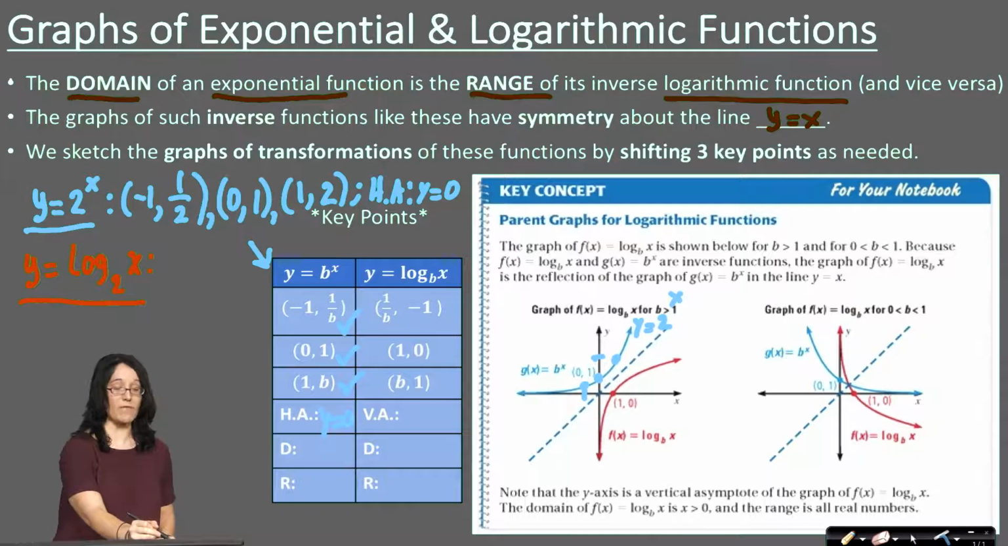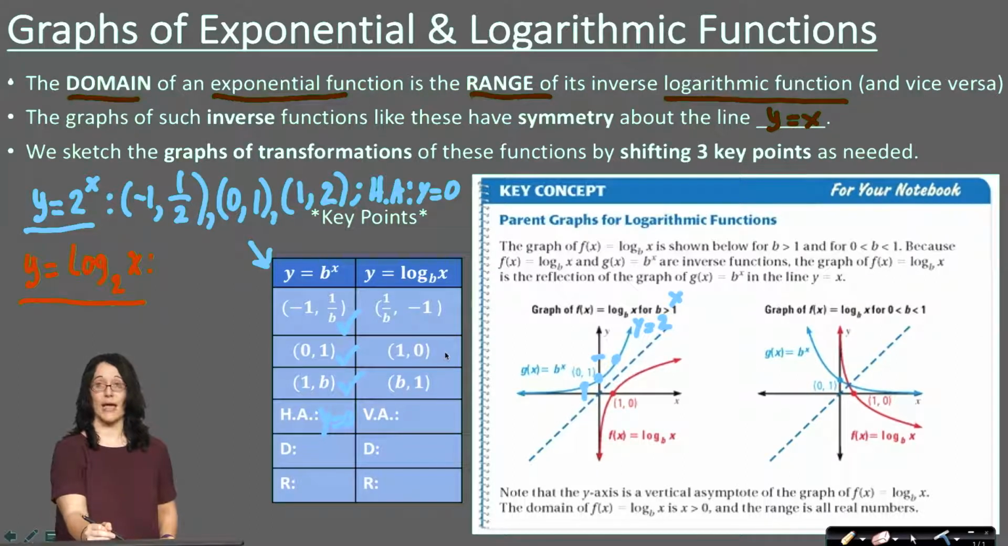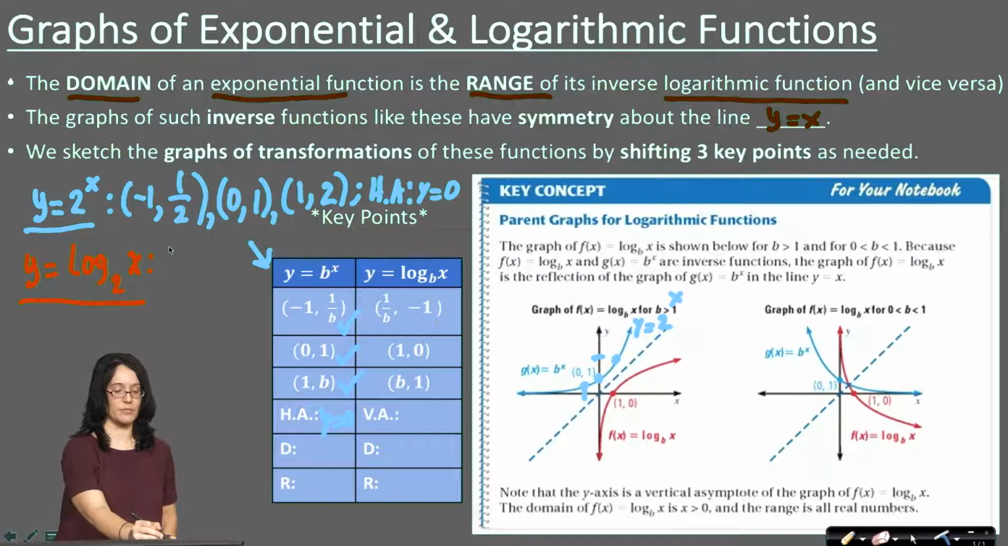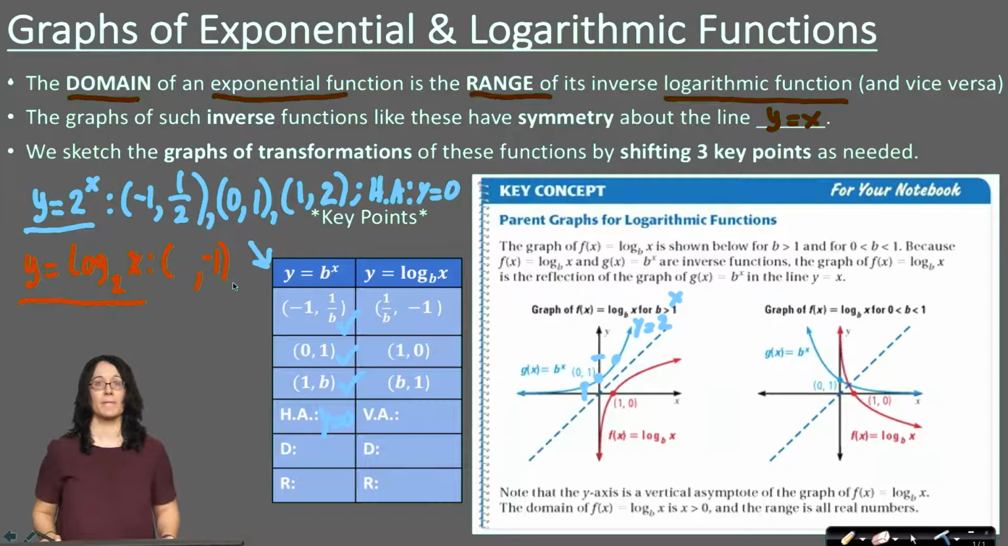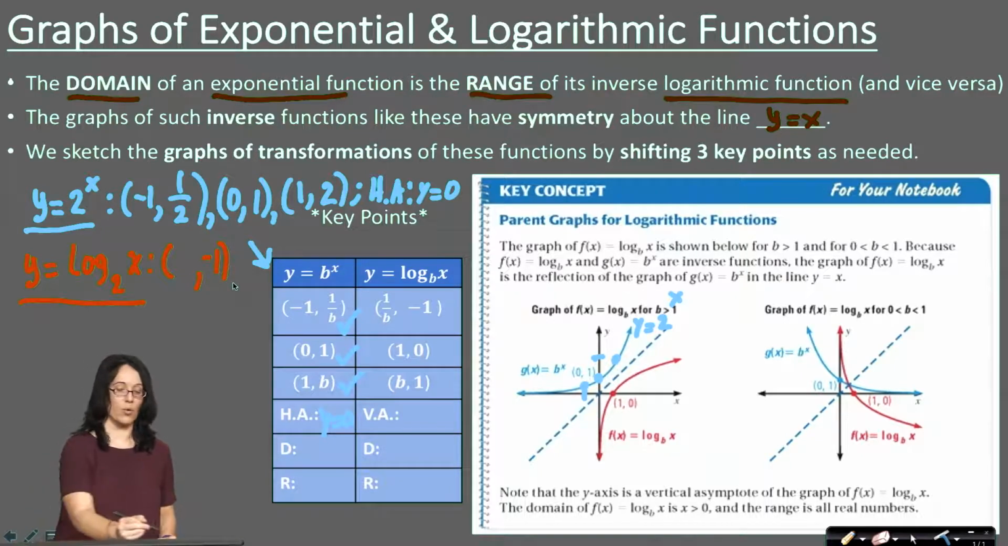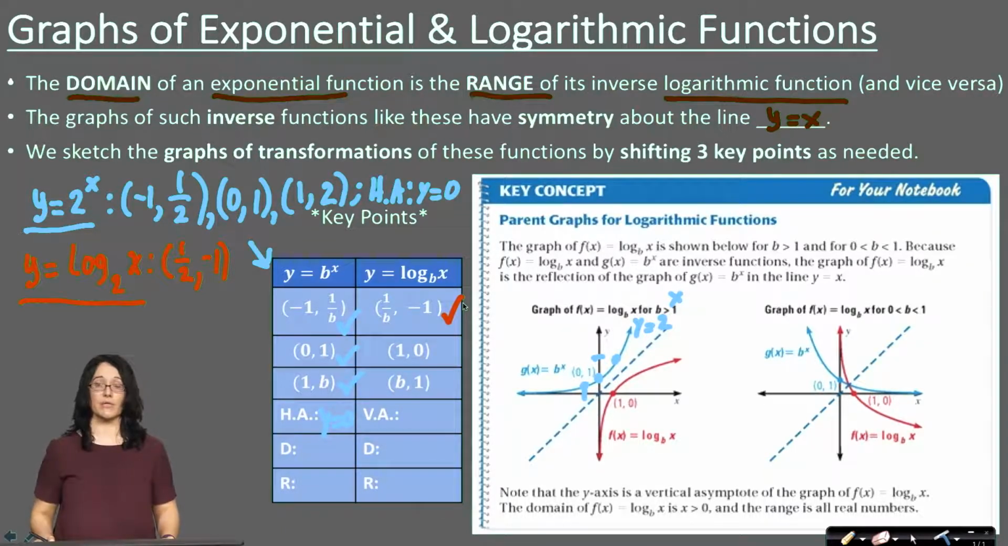So that would mean that if it's truly switching x and y, my new points, instead of at -1 and the reciprocal of my base, I would have the reciprocal of my base, so 1 over b, and then -1. So my first point would have, instead of an input of -1, an output of -1. And its input would then be 1 over 2. The reciprocal of 2 is 1/2. So that's what we notice right there, that the first point to memorize for log base b of x is the reciprocal of your base, or 1 over b, comma, -1.